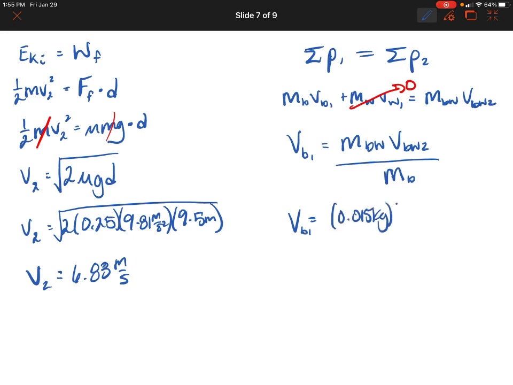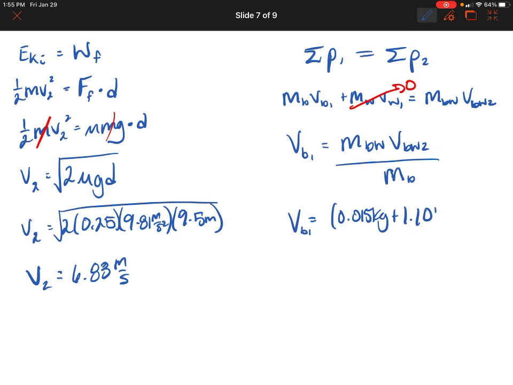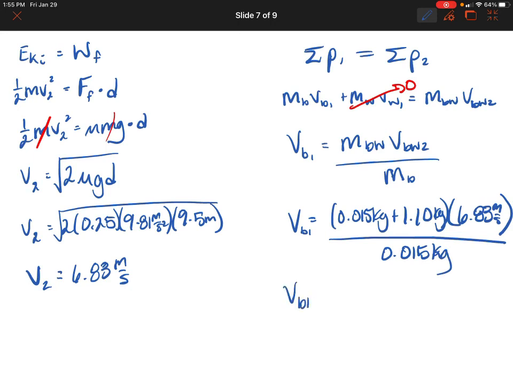So we have 0.015 kilograms plus 1.10 kilograms. That's going to be their combined mass times the velocity. And of course, we found their velocity at position 2 to be 6.83 meters per second. Again, I'm not actually going to type that into my calculator. I'm going to type my previous answer in. And then I'm going to divide that by the mass of the bullet, which is 0.015 kilograms.